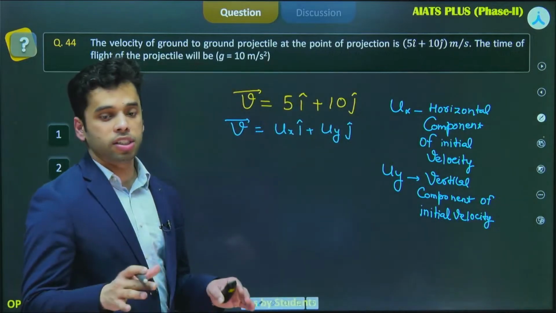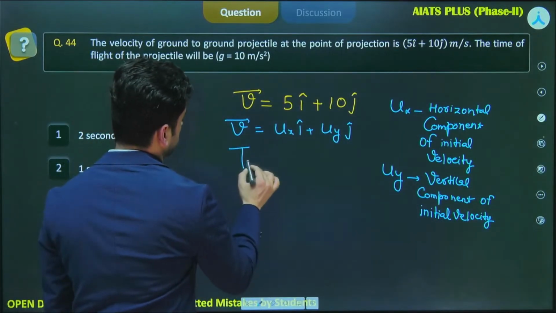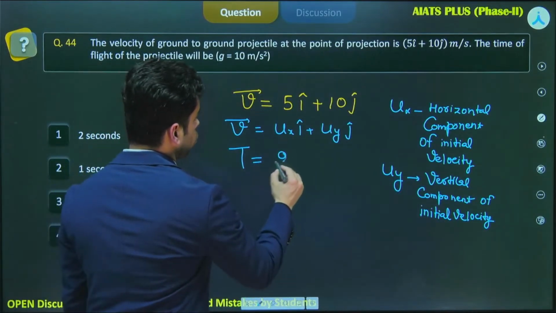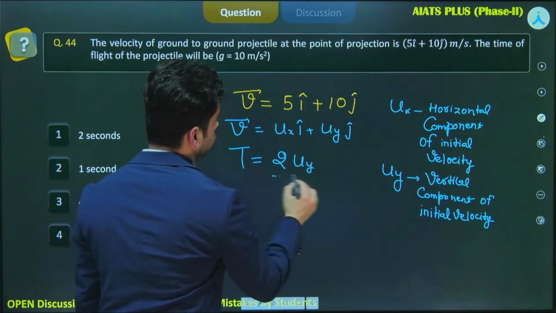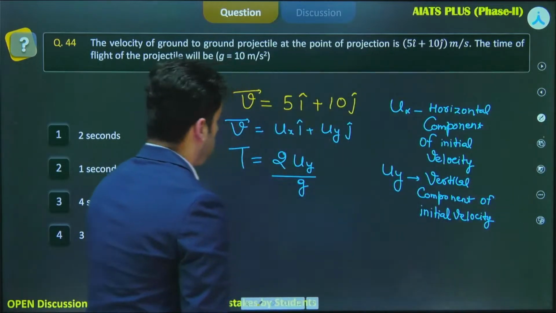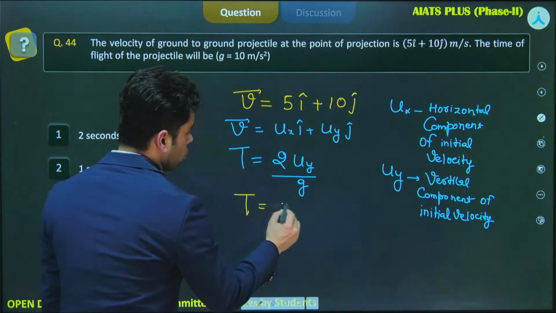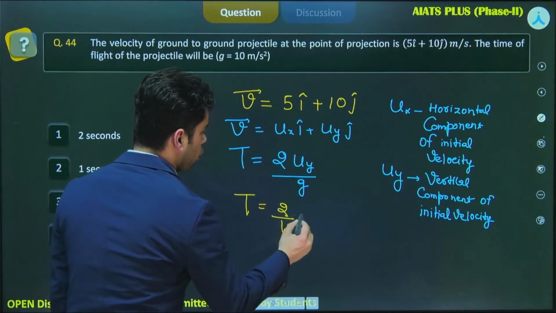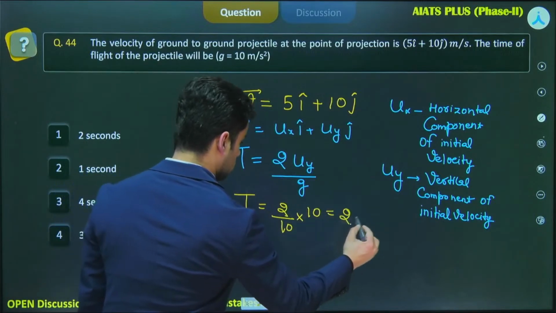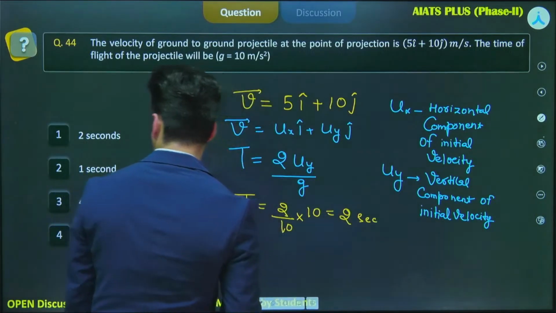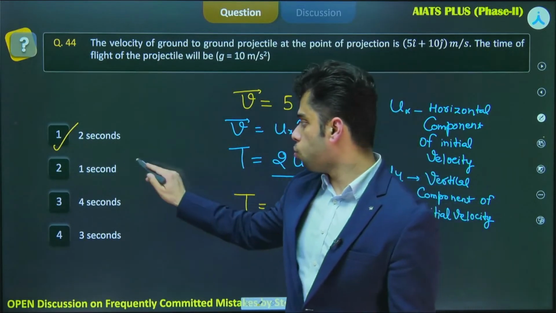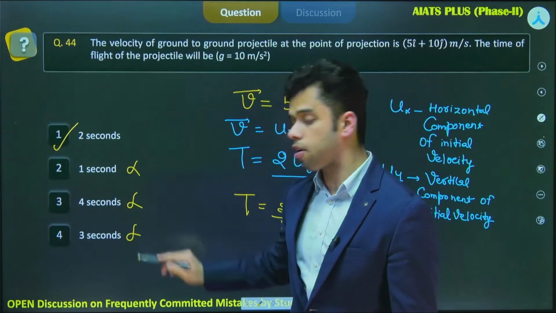Right? So what is time of flight? Time of flight, the correct expression or the formula for time of flight is 2 into uy by g. Right? So 2 into uy by g. Now, dear students, we very well know that 2 by 10, and what is the value of uy? You can compare it, it is 10. So it is coming out to be equal to 2 seconds. Correct answer becomes the option 1. So the correct answer to this problem is option 1, that is 2 seconds. 1 second, 4 seconds, and 3 seconds are wrong.